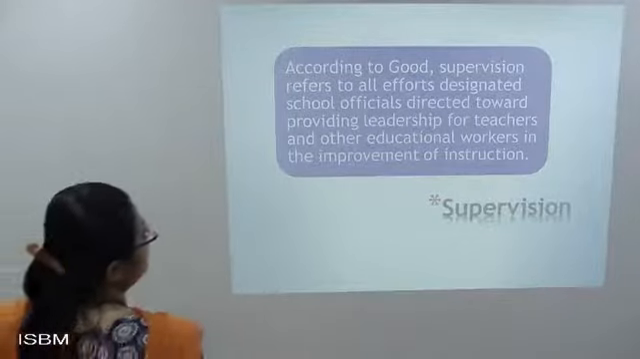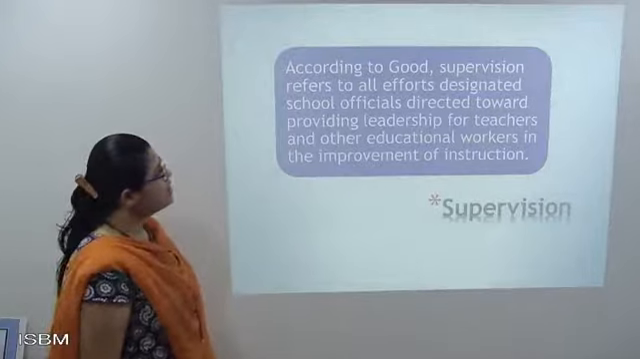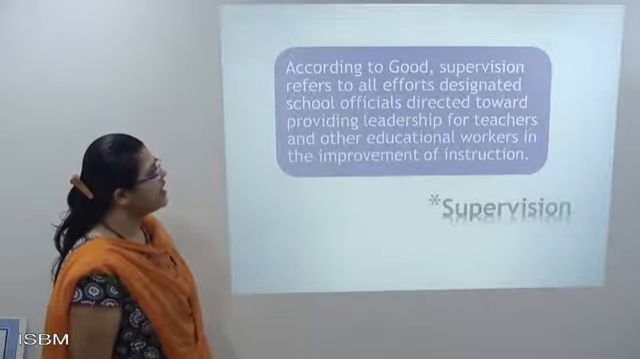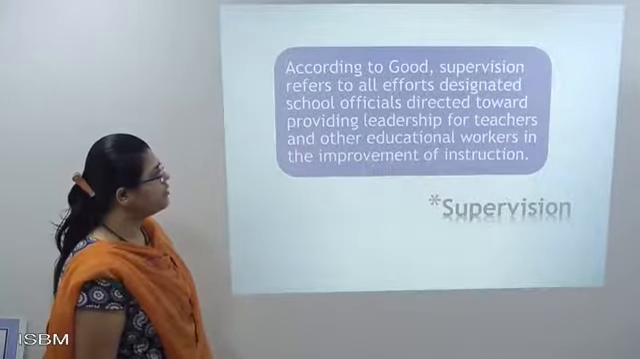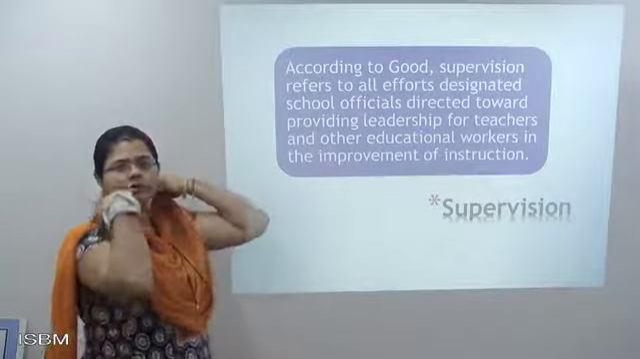Now, what do you mean by supervision? According to Good, supervision refers to all the efforts designed by the school, officially directed towards providing leadership for the teachers and other educational workers for the improvement of instruction. So what do you mean by a good supervision?